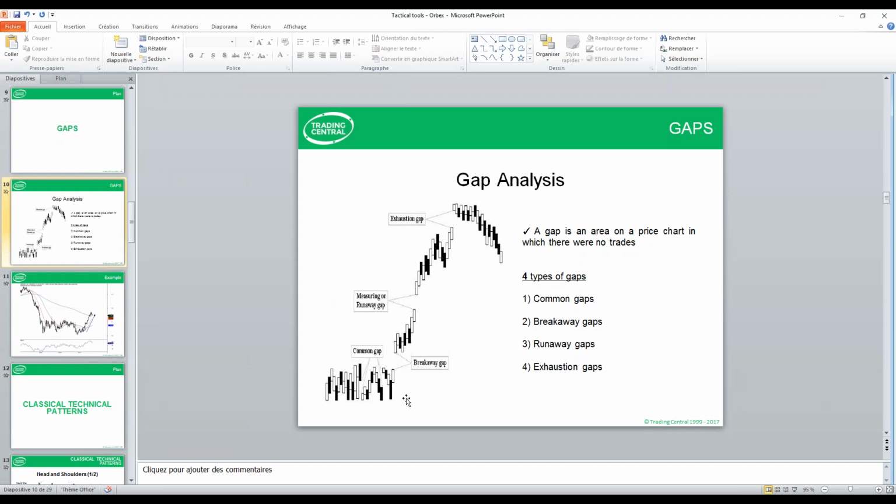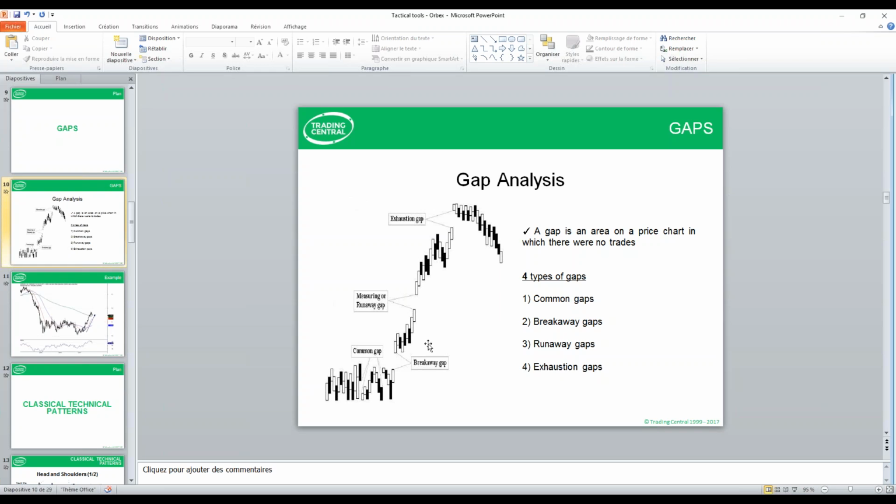And be careful. Don't interpret too much a gap if the gap occurs in a trading range market. The risk is that you have a false signal, and it can be a bit dangerous to anticipate something thanks to a gap within a trading range. So the best thing to do is to forget about this kind of gap. So this is the first one. This is the common gap, and you can forget about it.